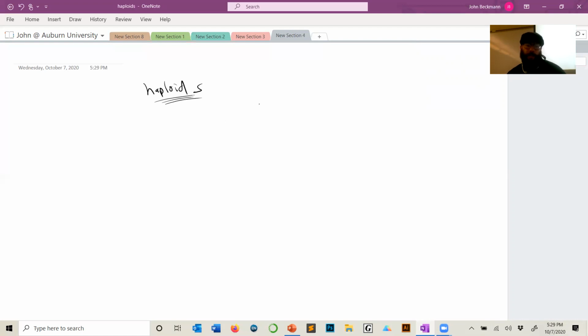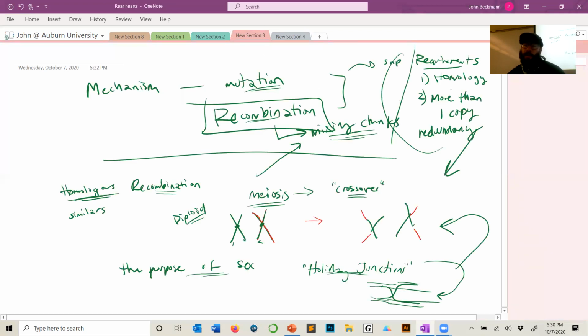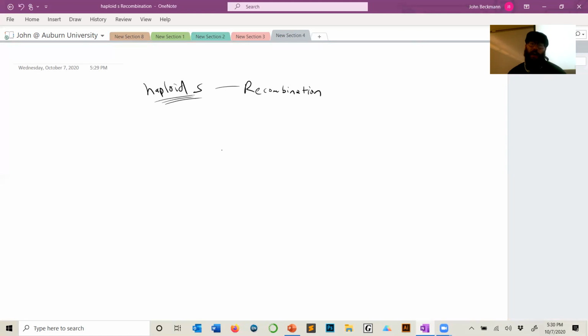How can we get recombination in pathogenic bacteria like Borrelia? We just said that for homologous recombination you have to have more than one copy, or it's not going to happen. So how can haploid bacteria recombine? This is kind of a trick question.